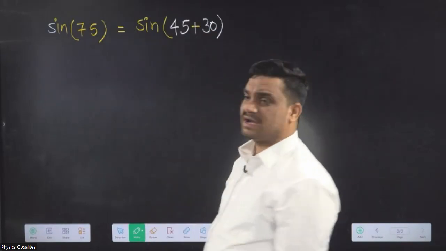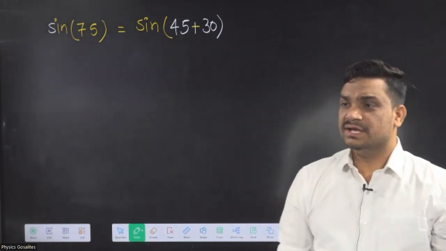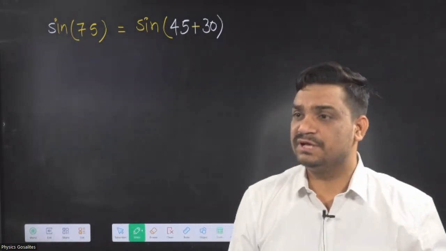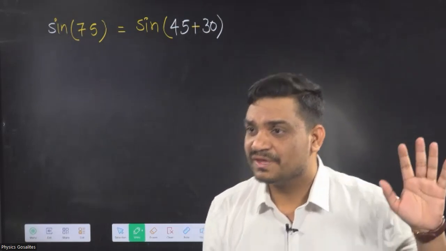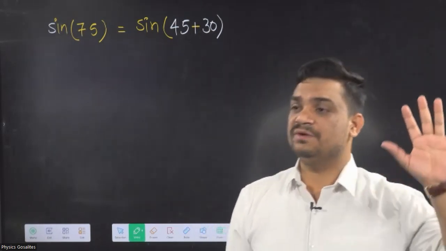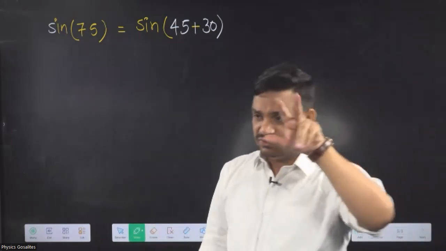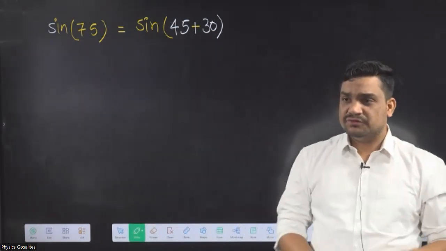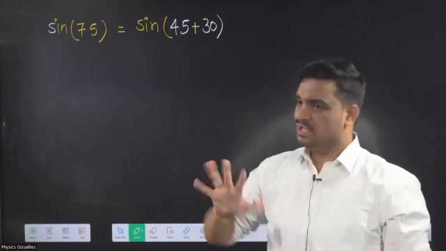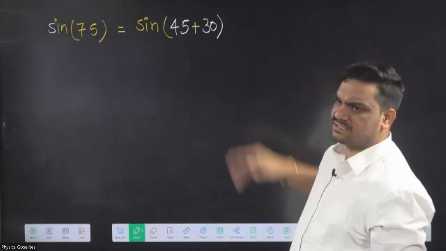Someone is saying, sir, I will write 90 minus 15. Yes, you can write 90 minus 15, but do you know the value of 15? You have to write it in the form for which you know the values of the two angles. The 15 degree value, do you remember? We don't remember it, but we can solve it. We'll solve it also.